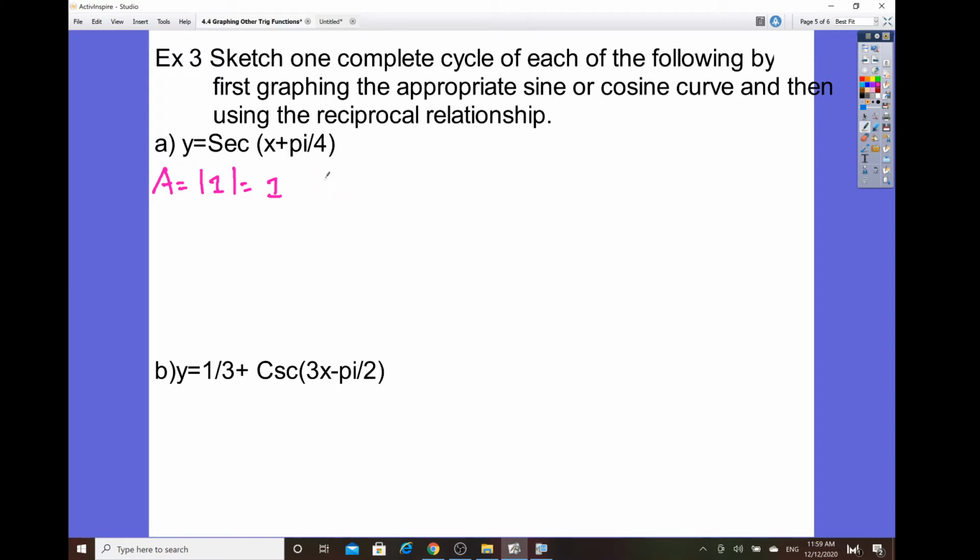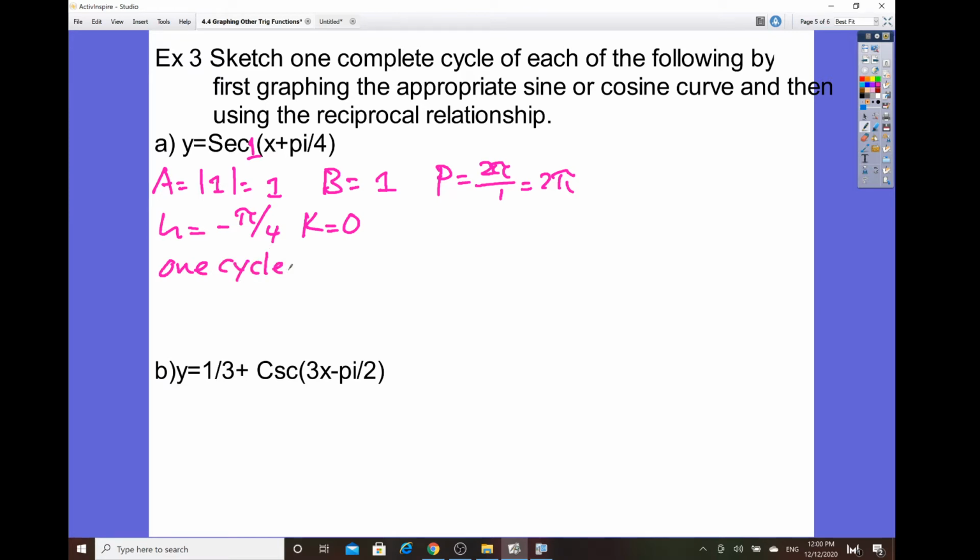And for the value of b, it's not shown, so that means 1. For the period, 2 pi over b, so 2 pi over 1, that'd be 2 pi. And now what else do we know? The value of h is negative pi over 4, so pi over 4 unit to the left. The value of k is not given, so that means 0. Also we can do the one cycle test. The one cycle test for secant is from 0 to 2 pi, the exact same one cycle test as the cosine one.